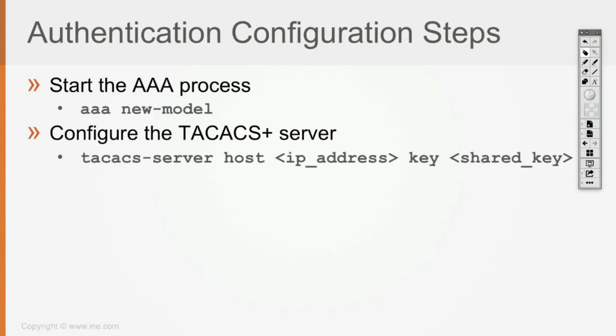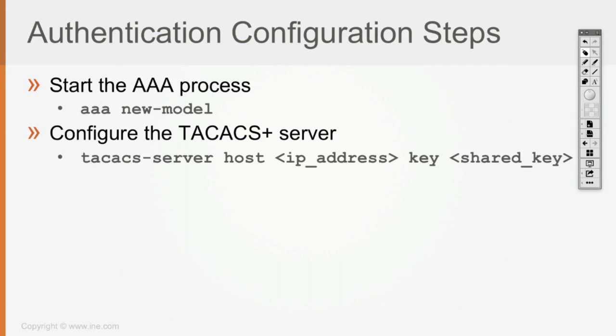It's a new model because the old model is used by default, which means I cannot speak with TACACS or RADIUS servers. So with the built-in default model, I cannot speak with a TACACS server or with a RADIUS server. So that's the old model or the built-in model. If I want to be able to communicate for AAA purposes with a TACACS or RADIUS server, I've got to say aaa new-model. This allows me to configure the TACACS server and a RADIUS server.